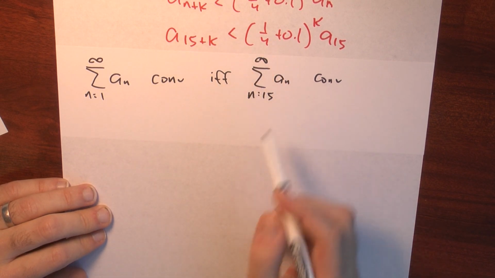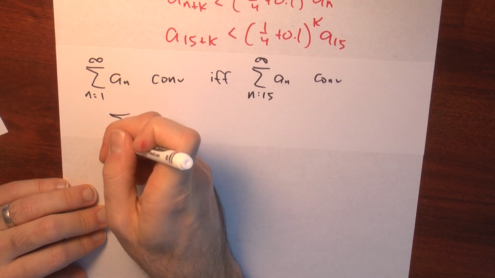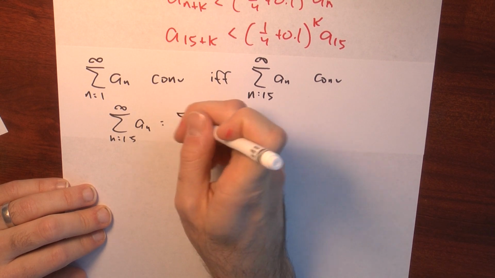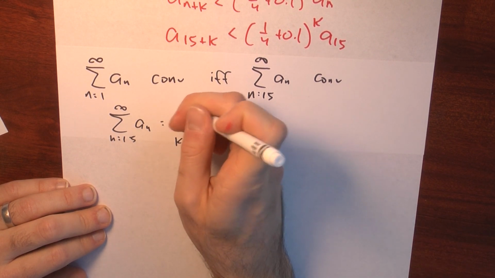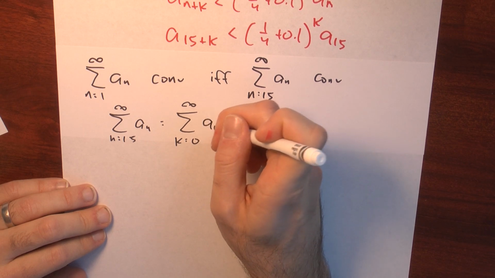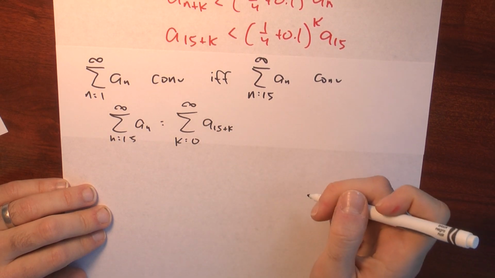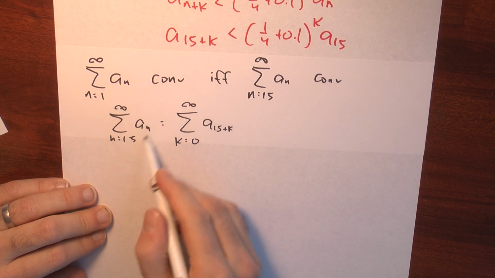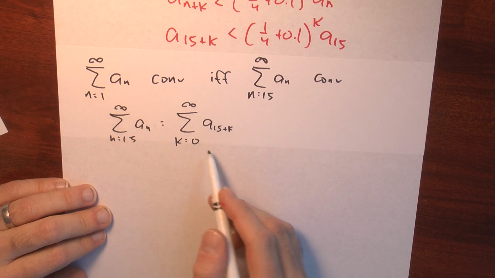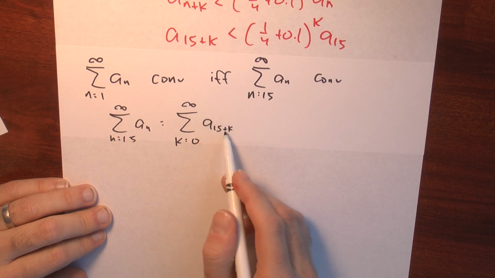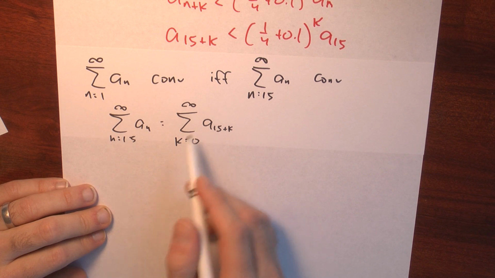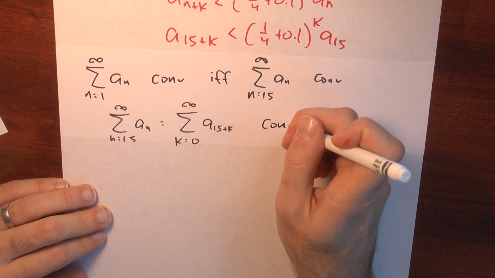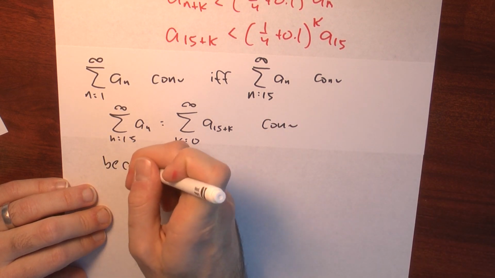I've got this. So the sum n goes from 15 to infinity of a sub n is equal to the sum k goes from 0 to infinity of a sub 15 plus k. Right? The 0 term here is just a sub 15, which is exactly the same as the first term here. K equals 1 is a sub 16 here, and that's exactly the next term here. So these are really the same series. But now what do I know about this series? Well, that series converges. Why?